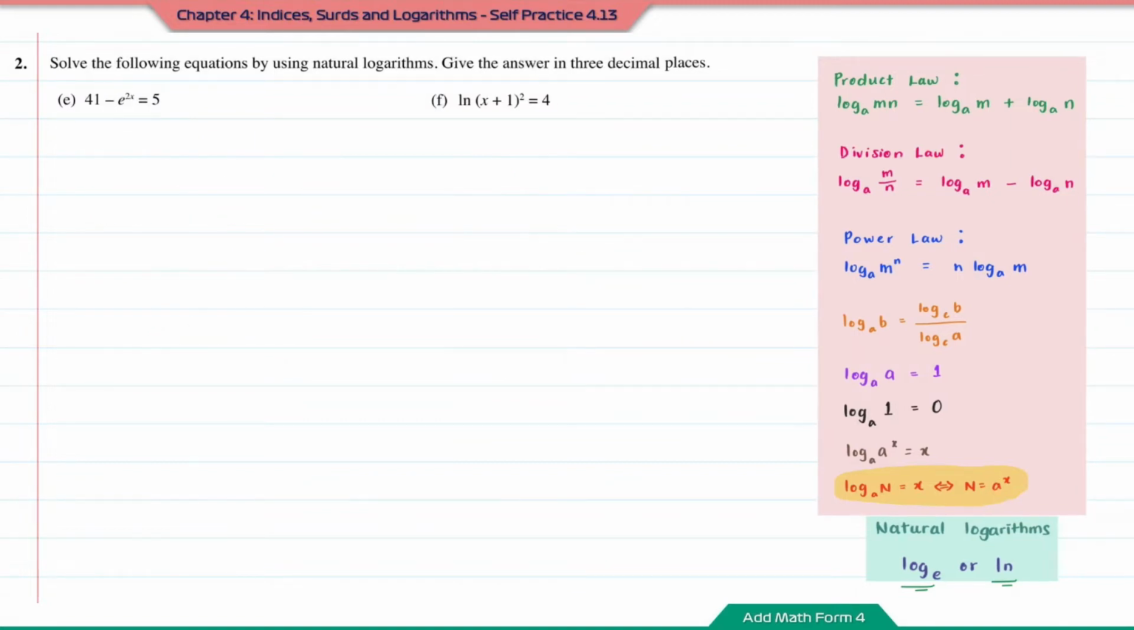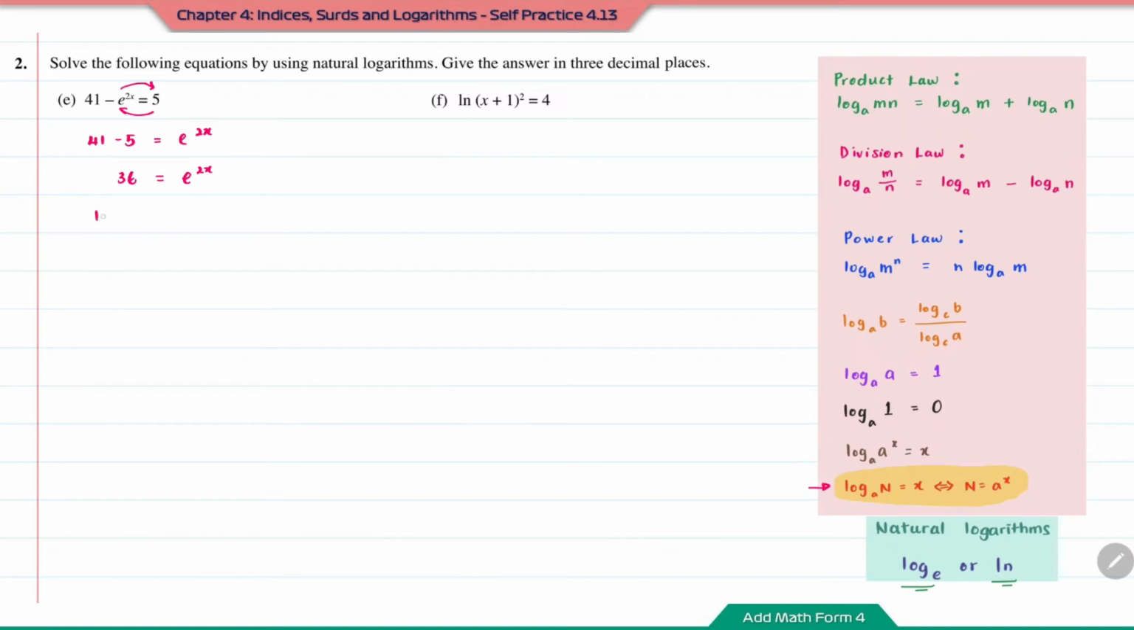Question E. 41 minus e to the power of 2x equal to 5. So first, I'm going to move this negative e to the power of 2x to the right hand side and 5 to the left hand side. So 41 minus 5 is equal to 36. So we can change this index form into the logarithm form in order for us to find the value of x. Refer to the law that I highlight here.